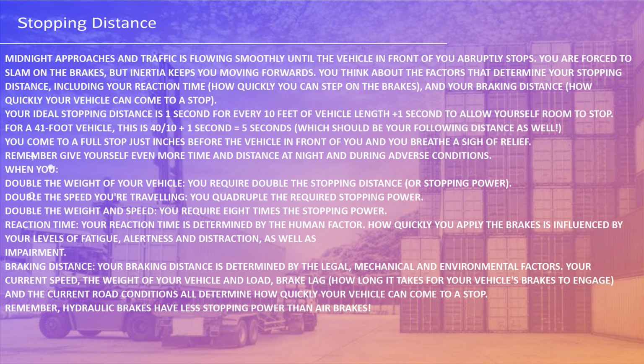Your ideal stopping distance is 1 second for every 10 feet of vehicle length, plus 1 second to allow yourself room to stop. For a 41-foot vehicle, this is 40 divided by 10, plus 1 second, equals 5 seconds, which should be your following distance as well. You come to a full stop just inches before the vehicle in front of you, and you breathe a sigh of relief. Remember, give yourself even more time and distance at night and during adverse conditions.